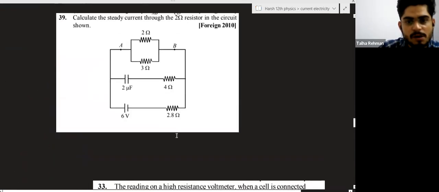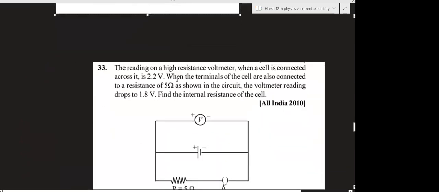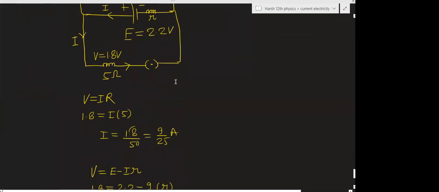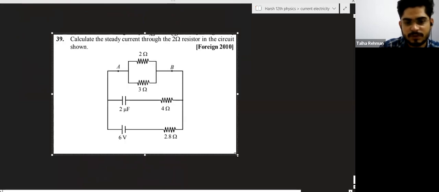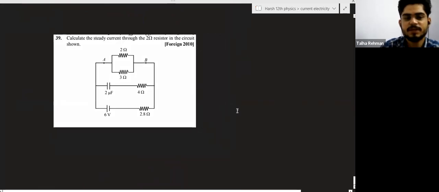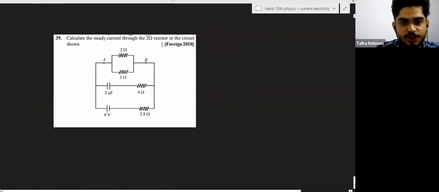Now this question. This question is also looking very typical, but this is a very easy question. How is this question very easy? They are saying calculate the steady current through a 2 ohm resistor in the circuit shown. So this is the 2 ohm resistor. Here we have to calculate the current.